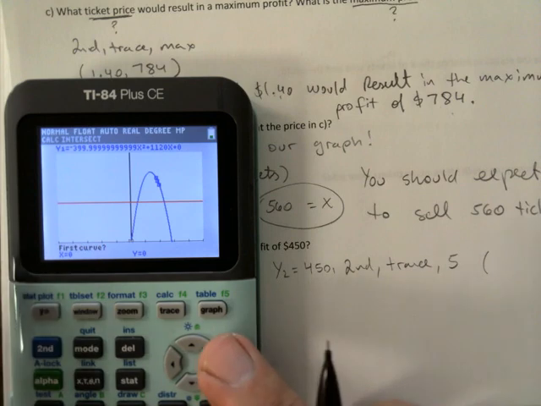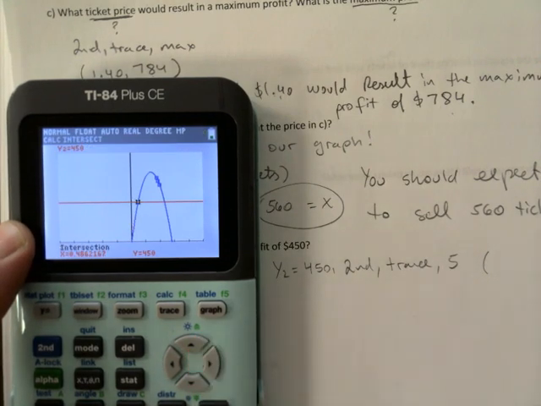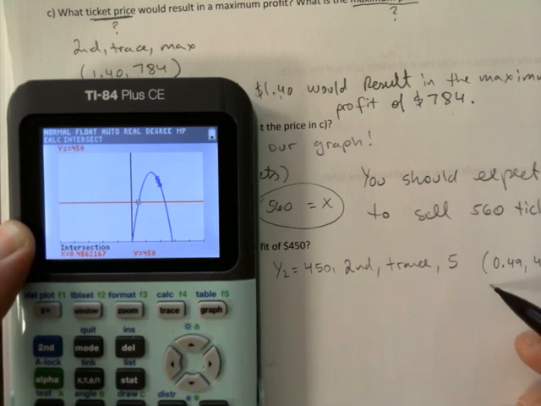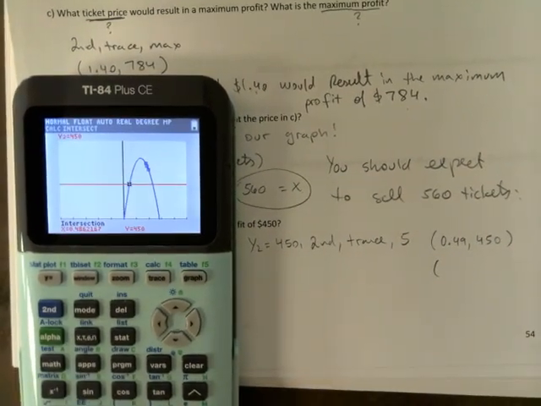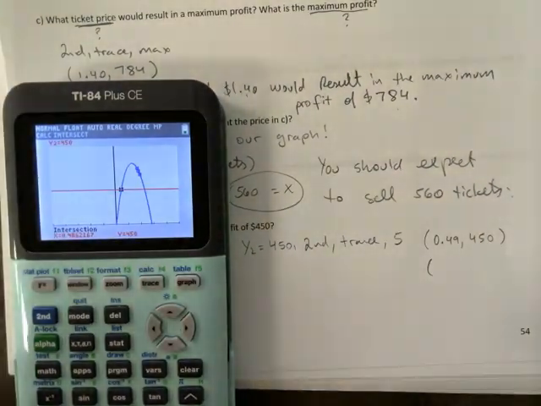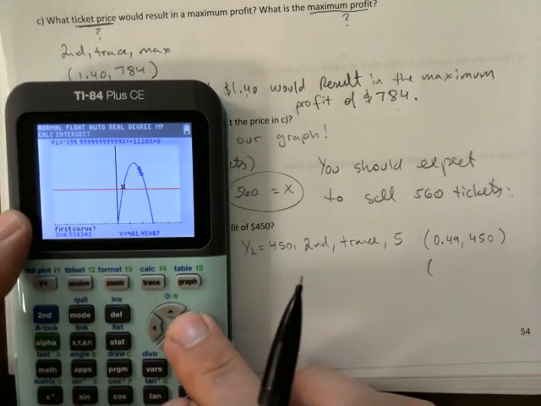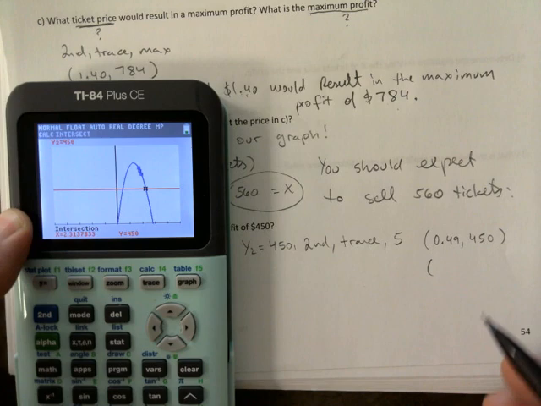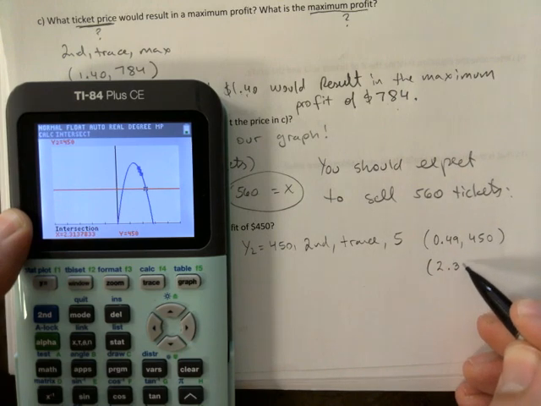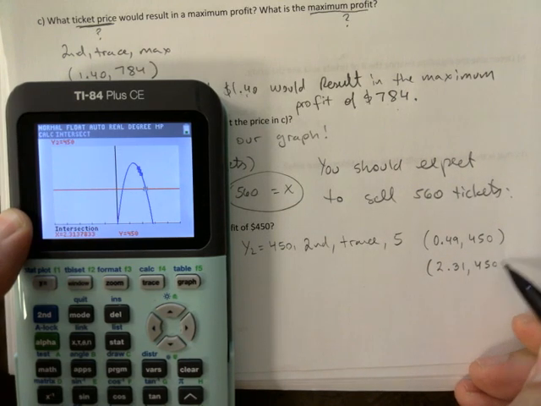Second trace 5. I'm going to find the first one. That is 0.49, 450. And then you can see that. Sorry. I need to work on my camera skills. Enter, enter, enter. So that'd be 2.31, 450.